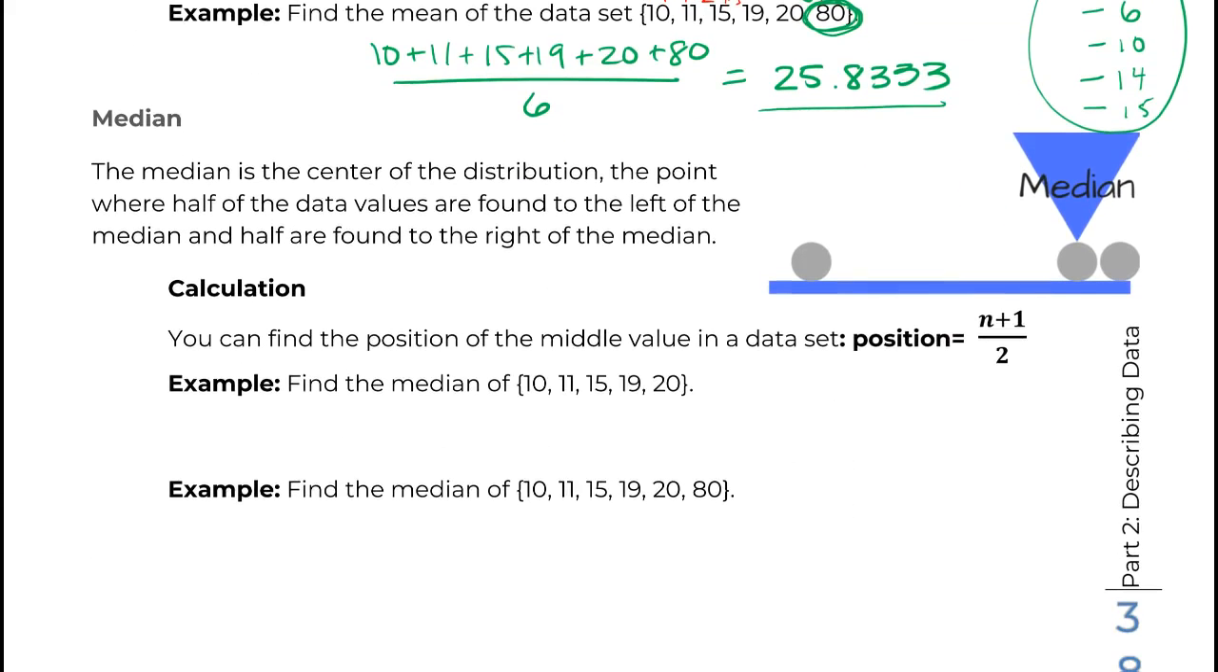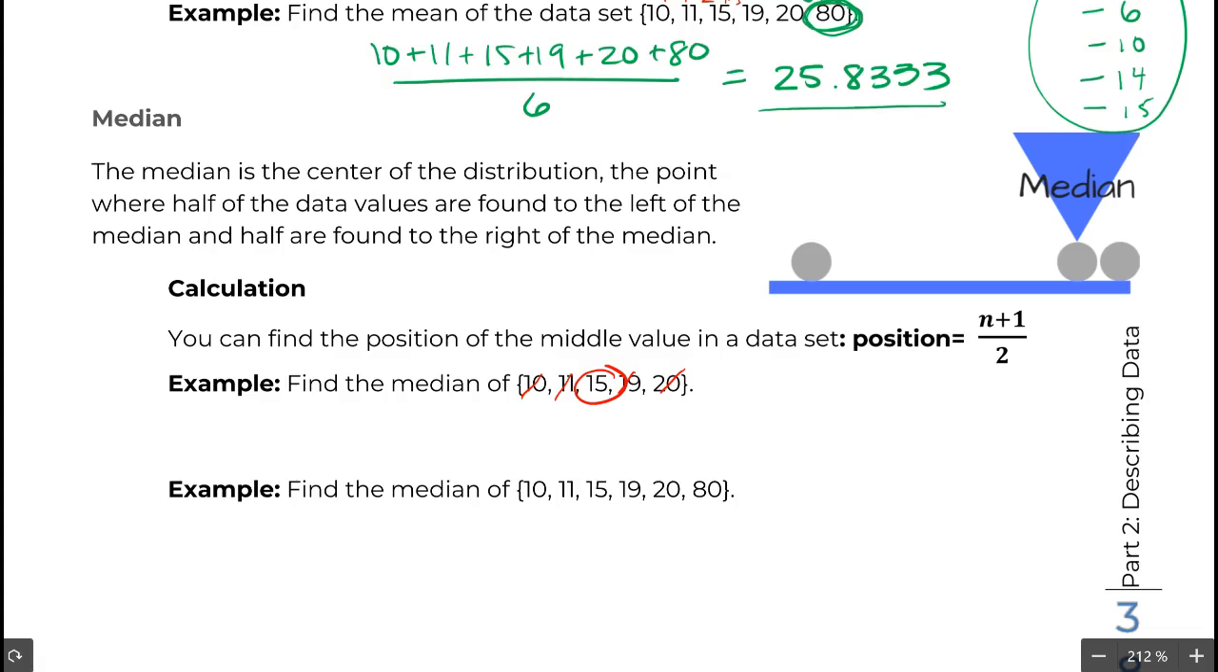So what should we do if that's not the best measure? Well, the median. The median looks at the center position. We can find the median using the position formula. We also know how to find the median the old school way. We just cross things off on both sides until we find the middle.